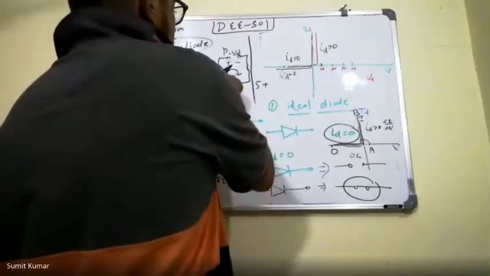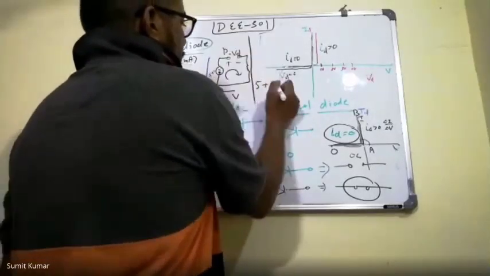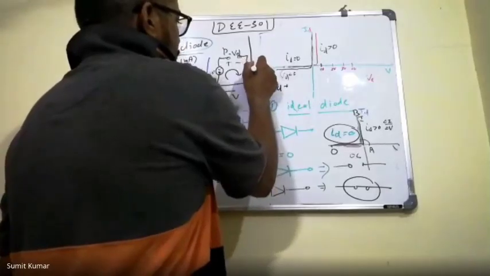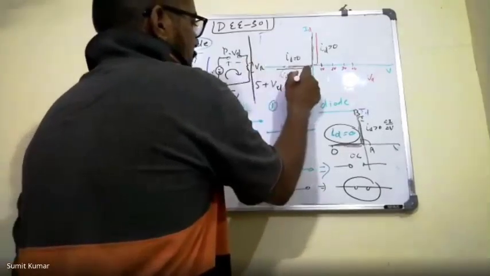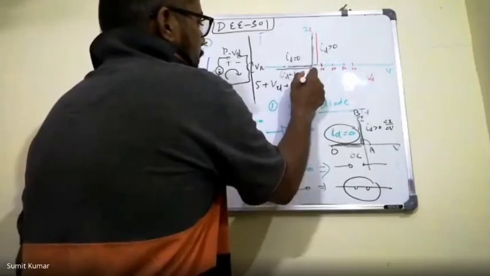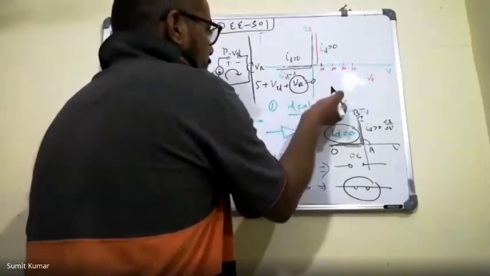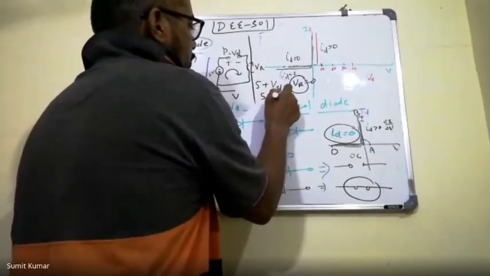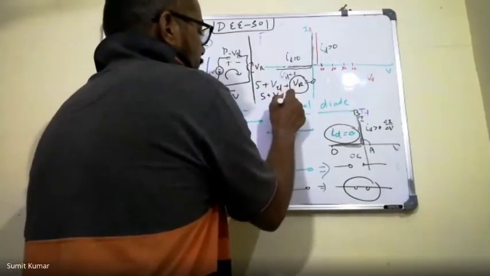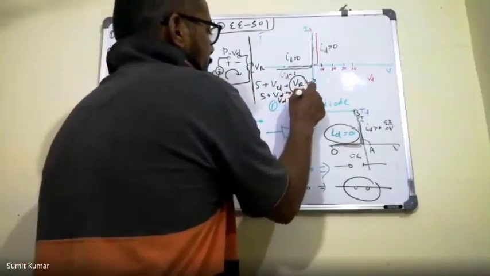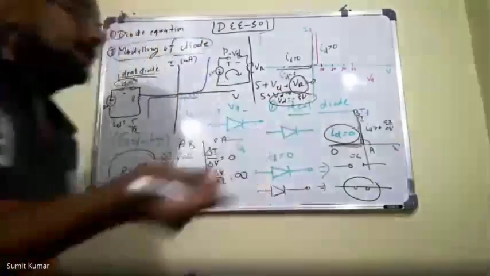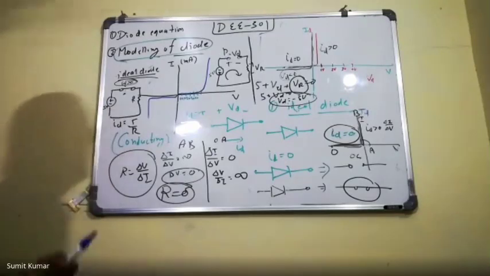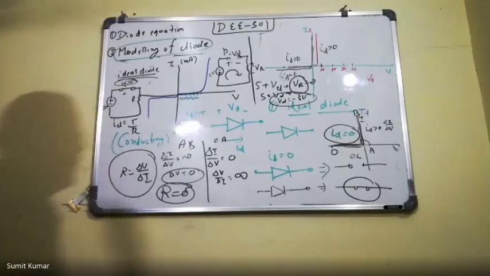So this is 5 volt, and this is also plus minus. Then this is VD. The voltage across the resistor is VR equal to 0, because no current is flowing. Then 5 plus VD equals 0. What will be the voltage across the diode? Minus 5 volt. And if the voltage across the diode is minus 5 volt, then the diode will not conduct and it will be in the blocking state.